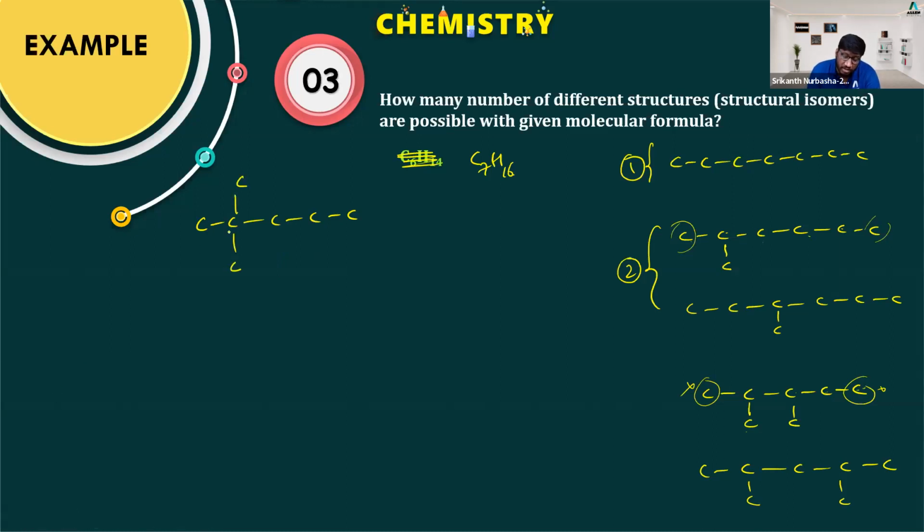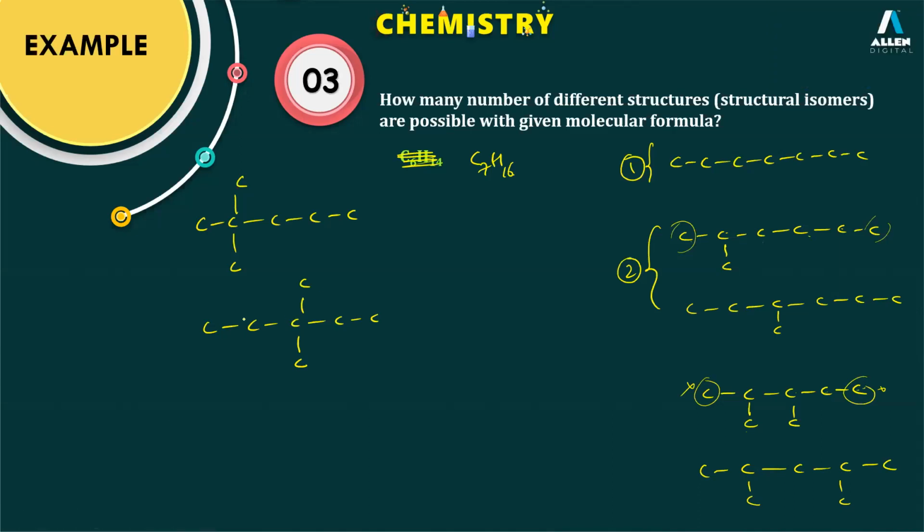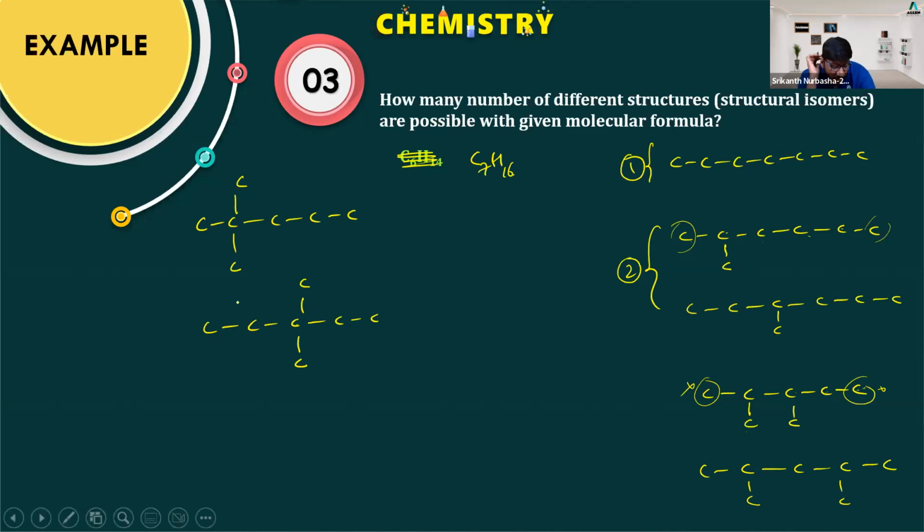Yes. 2 substitutions on the same carbon I can keep. 2 substitutions I can keep on the same carbon, but that carbon can be the 3rd carbon. So this is also distinct, because 3,3-dimethylpentane and 2,2-dimethylpentane are distinct. Any other type of substitution which you can keep?